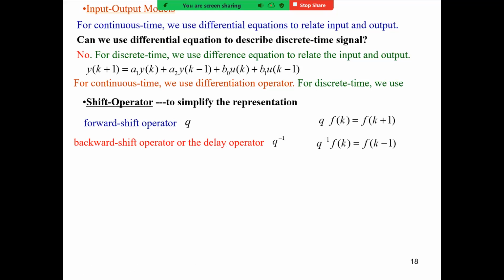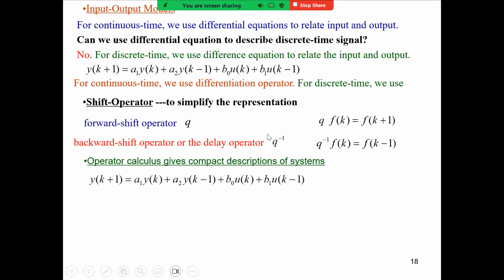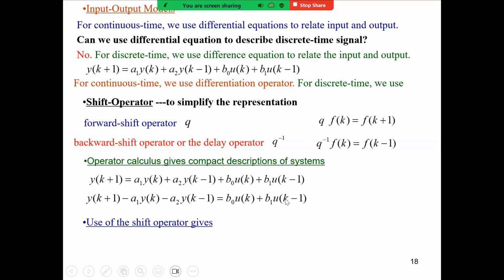Okay, now why do we want to do this? Because we want to simplify the description of the system in a more compact way. Let's see how, with the help of this operator, we can simplify this kind of description. Let's group the output signal and the input signal, right, on two sides. And then we use the shift operator. If we use the shift operator, this y(k+1) is q times y(k), shift operator.